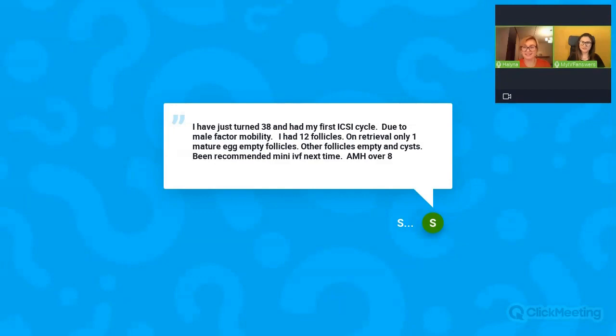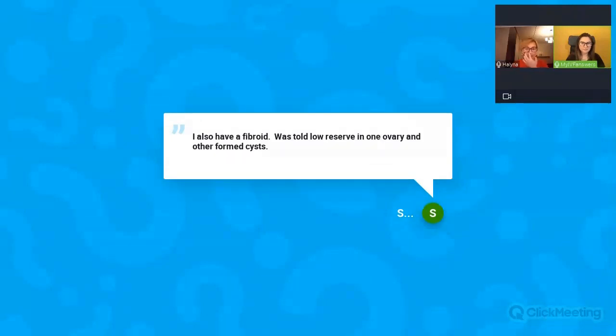I have just turned 38, had my first ICSI cycle due to male factor motility. I had 12 follicles, retrieved only one mature egg. Other follicles were empty and cysts. Been recommended mini IVF next time. AMH over 8. And I also have a fibroid, was told low reserve in one ovary and the other formed a cyst. Anything you can advise?